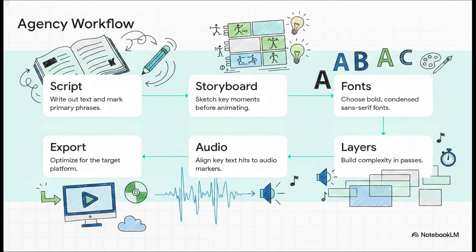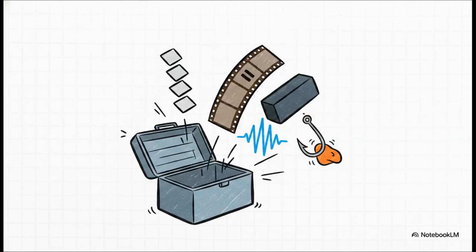Only after you storyboard do you move to step 3 and pick your fonts. Then, for step 4, you build your composition out in individual layers. Step 5 is absolutely crucial. Time those layers directly to your audio. And finally, step 6 is export and optimize. Let's rattle off some rapid-fire execution tricks you can start using right this second.